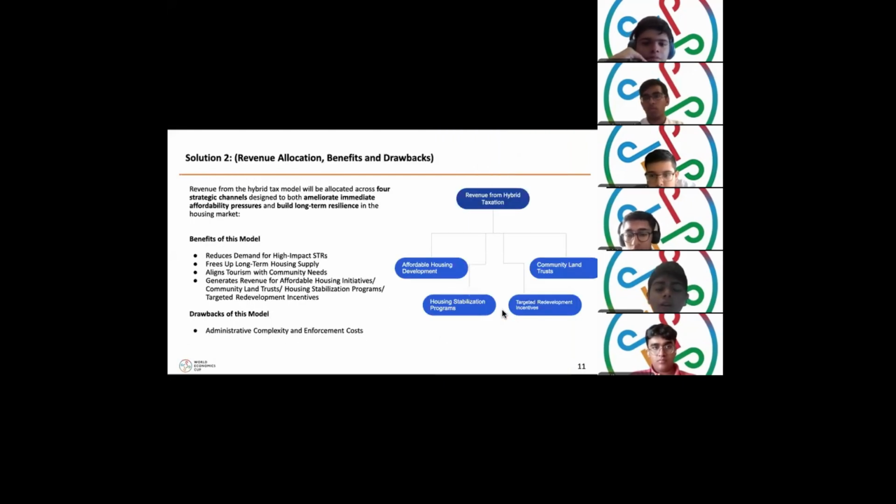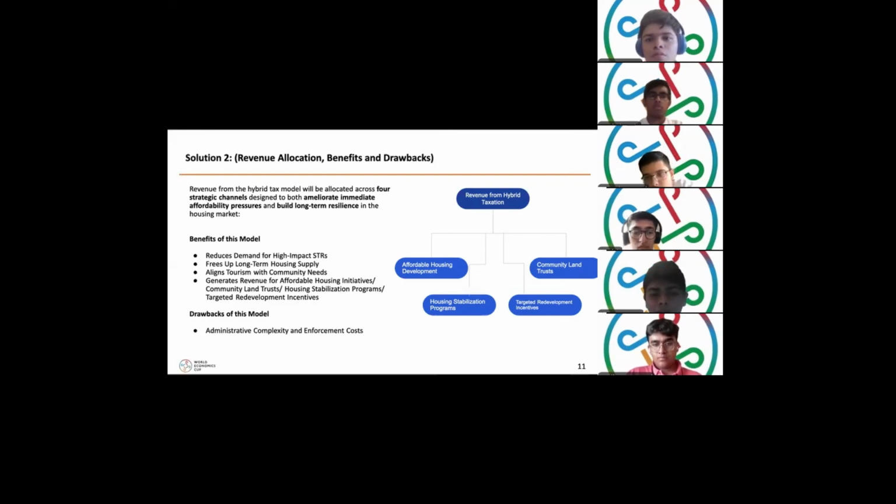Over here, we'll talk about how this revenue will be allocated. We will look at it in a four-pronged approach. First, affordable housing, which is supporting mixed income housing construction to grow supply. We will also look at investing it in community land trusts, which secure land for perpetual affordable housing, shielding it from speculation. We will also be investing it in housing stabilization, which funds rental assistance and emergency housing for vulnerable residents. And fourthly, redevelopment incentives, which encourage adaptive reuse of vacant or underused buildings for residential use, thereby increasing the supply.